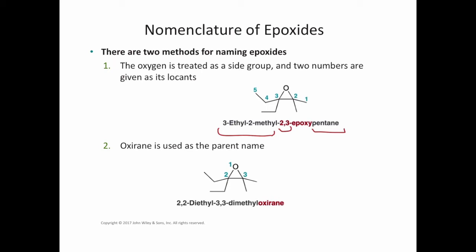The second way, which might be easier, is to use oxyrane as the parent name and then number the oxygen as 1, and then you want to number the 2 and 3 such that the lower number would come alphabetically first. So in that case, the 2 is connected to the ethyl groups. Ethyl comes before methyl, so that's why we've numbered it with the 2 carbon here and the 3 carbon here. So this is 2,2-diethyl 3,3-dimethyl oxyrane.